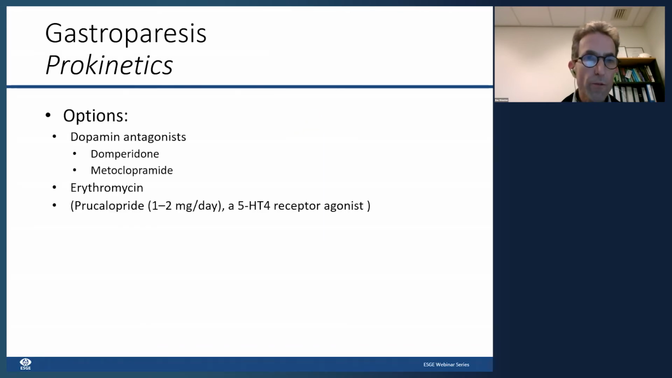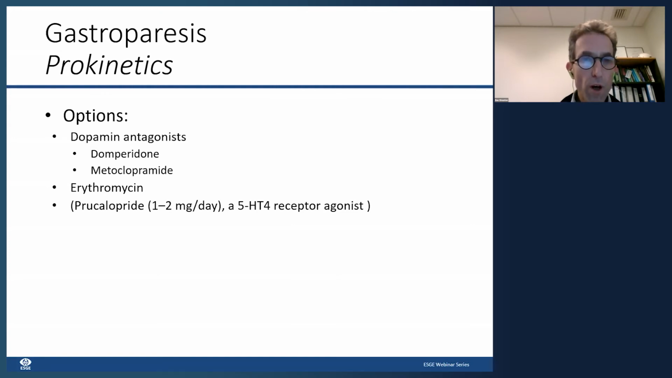Well, prokinetics. We've got a few options: dopamine antagonists, domperidone, metoclopramide. Metoclopramide is not a good solution for long term in my eyes because it has got significant neurological side effects. Erythromycin is of course well known for its acceleration effect on the gastric emptying, but there's a significant tachyphylaxia, so there's a loss of response already quite soon.